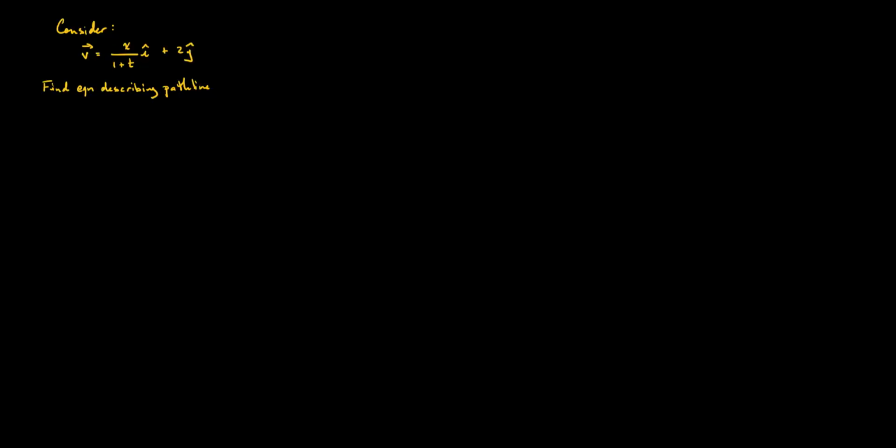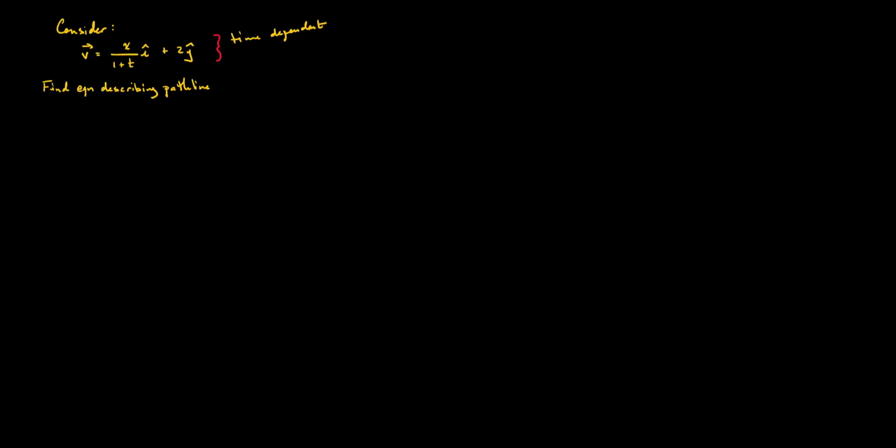Okay, now we move on to describing path lines. So consider this velocity field over here. We see that it is time dependent. Okay. And now the path line is the path traced out by a single particle. Okay. So it is the curve traced by a particle as we follow it through space and time.